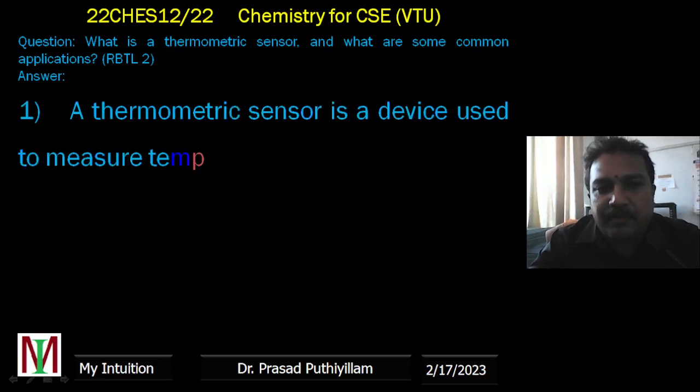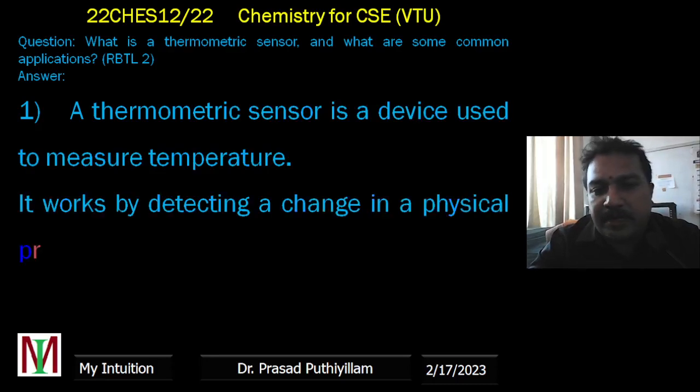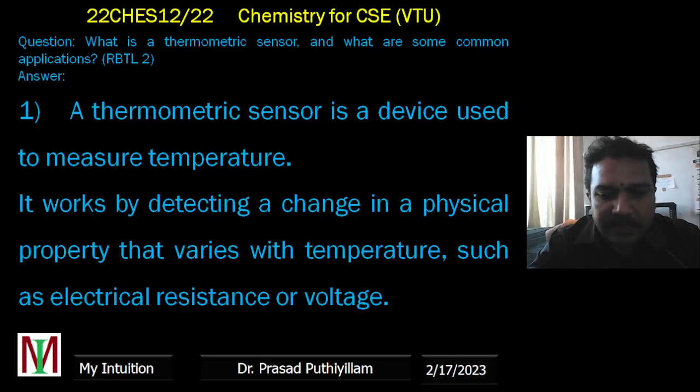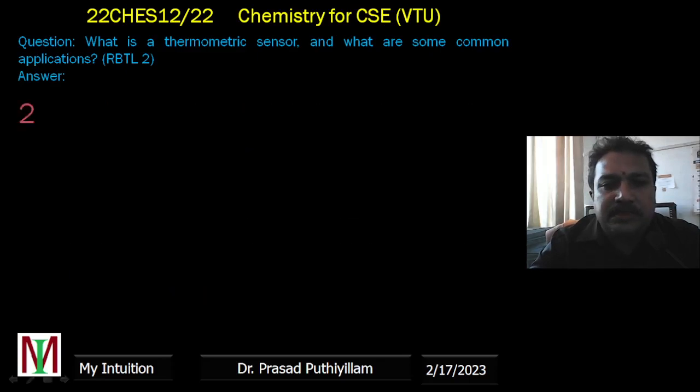The question-answer type. A thermometric sensor is a device used to measure temperature. It works by detecting changes in a physical property that varies with temperature, such as electrical resistance or voltage. So the change in temperature shows up as a change in a physical property, which is calculated in terms of the resistance or voltage.